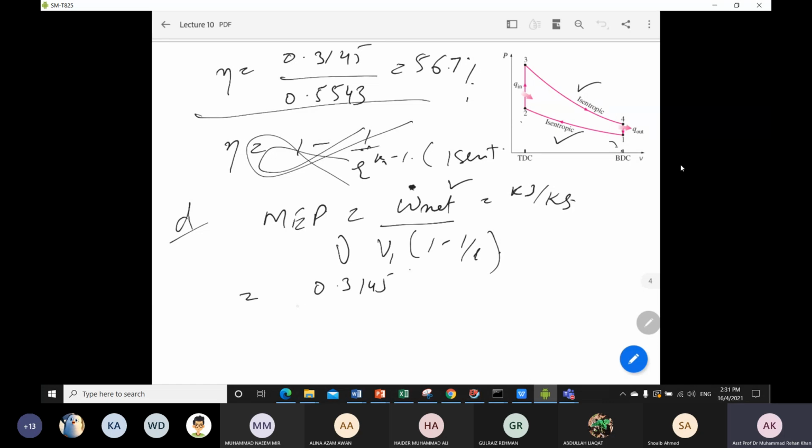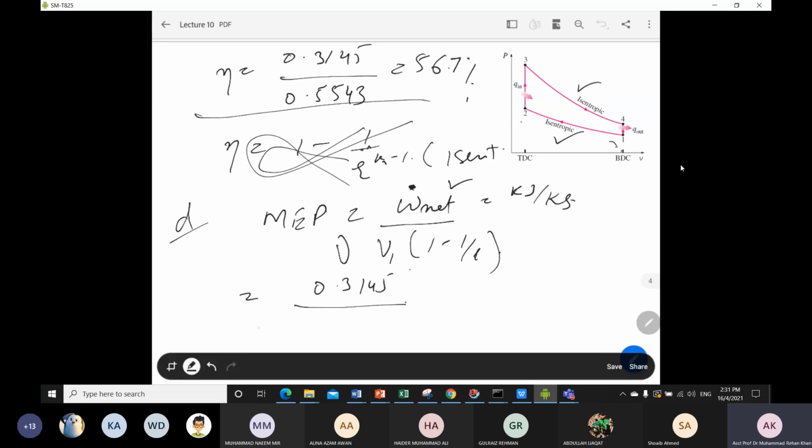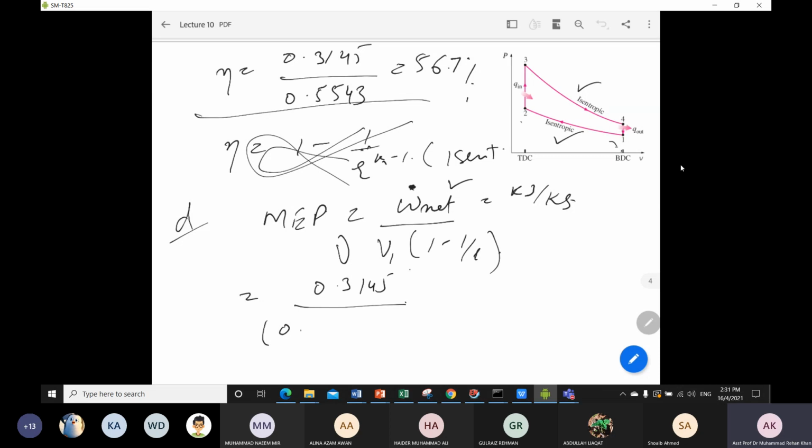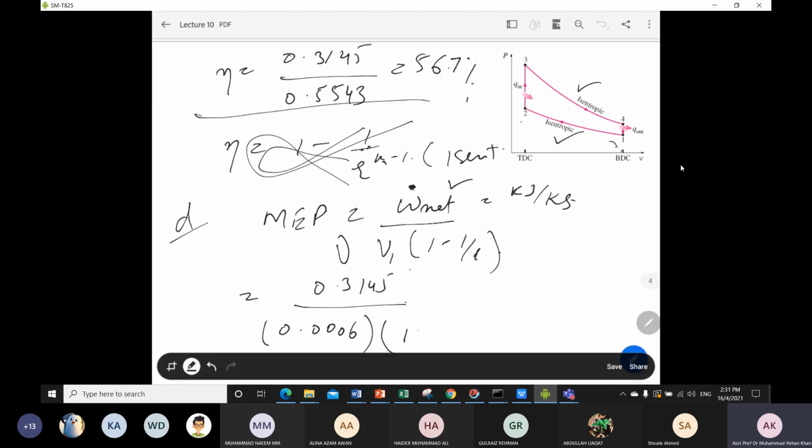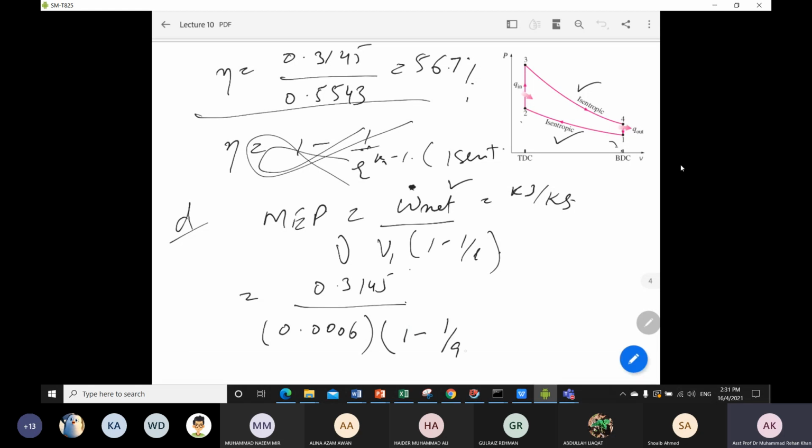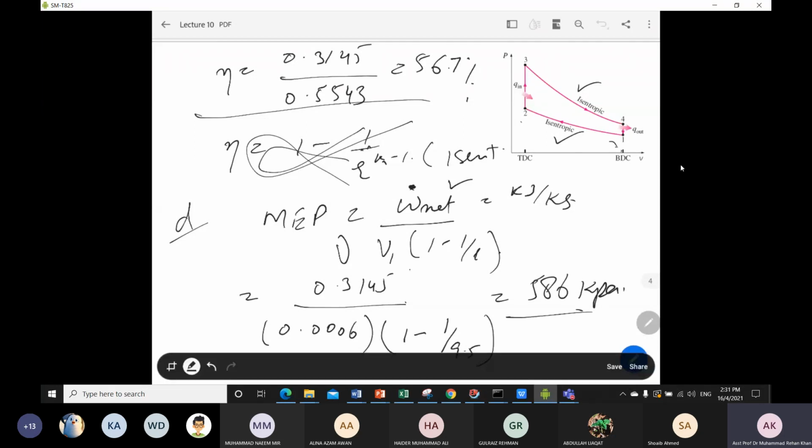So W net is equal to 0.3145, and V1 is mentioned in your problem as the volume at your initial state, 600 centimeter cube, so you can just convert it into meter cube, and the compression ratio is also mentioned in your question. You can just solve it and you will get the value of your mean effective pressure as 586 kilopascal. Okay, so this is the solution whenever the processes involved are polytropic.